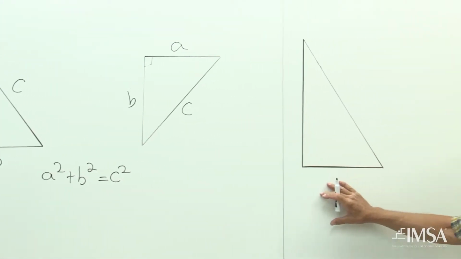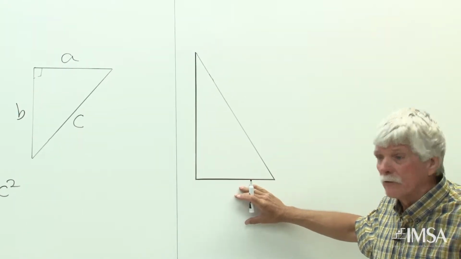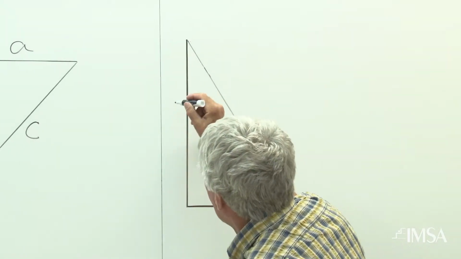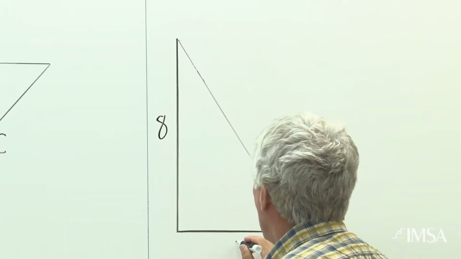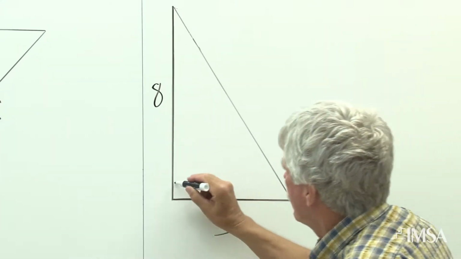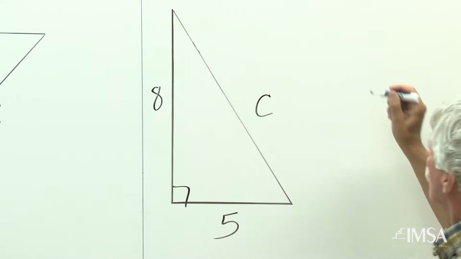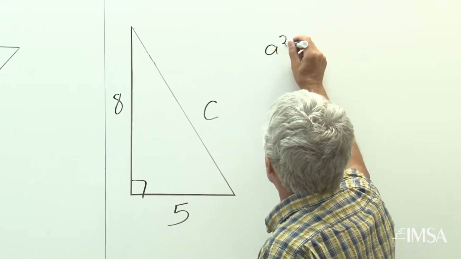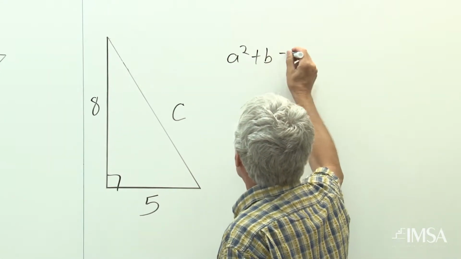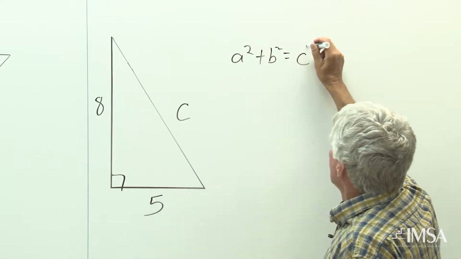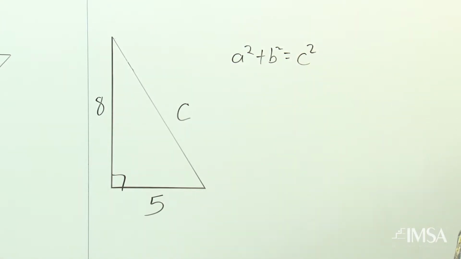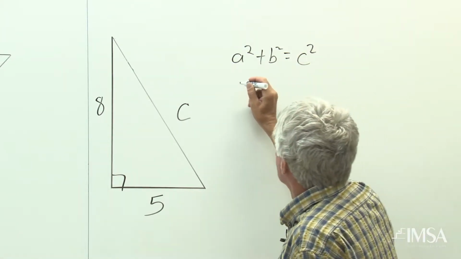Now bear with me because this is obviously not drawn to scale. But if we make this side, say, 8 and this one 5, we can determine how large C is. How do we do that? Well, again, we use that theorem that he developed, and again proved, that A squared plus B squared is equal to C squared. We do our substitution.